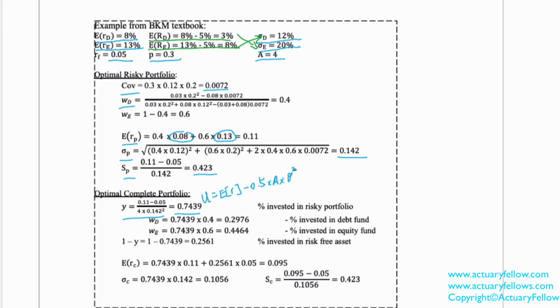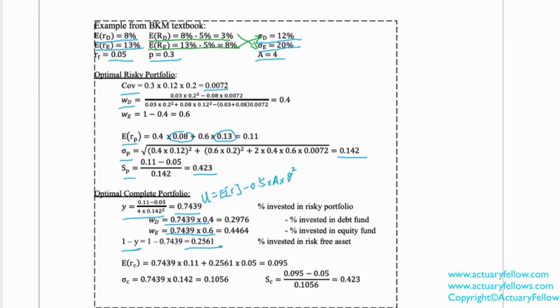Within the risky portfolio, we calculated above that 40% is invested in the debt fund. The percentage of the total portfolio invested in the debt fund would be 0.4 times 0.7439 equal to 0.2976. Similarly, for the equity fund, 0.6 times 0.7439. The portion invested in risk-free asset is 1 minus 0.7439.